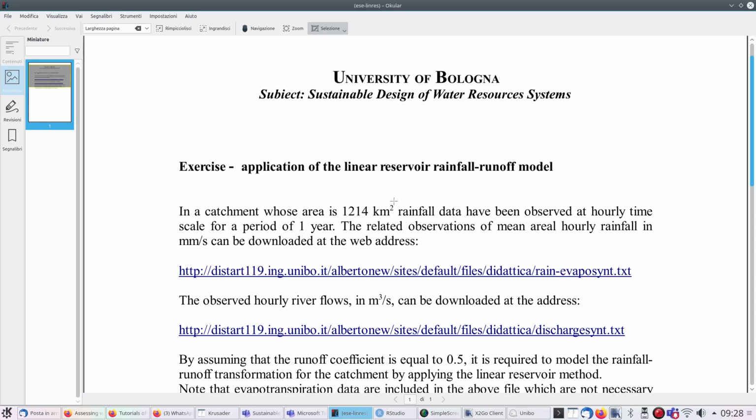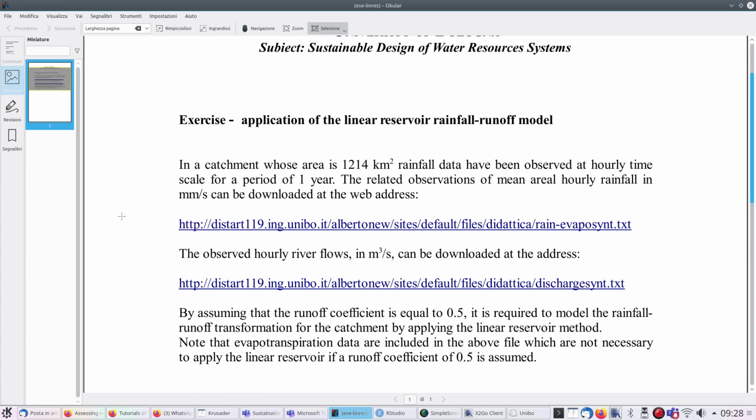It's a catchment with rainfall data observed at hourly time scale for a period of 1 year. So we have 1 year of hourly data, which means some 8,000 numbers. The related observations of mean hourly rainfall are given at this website here, but you don't need to put it into the browser because you have links in the web page.